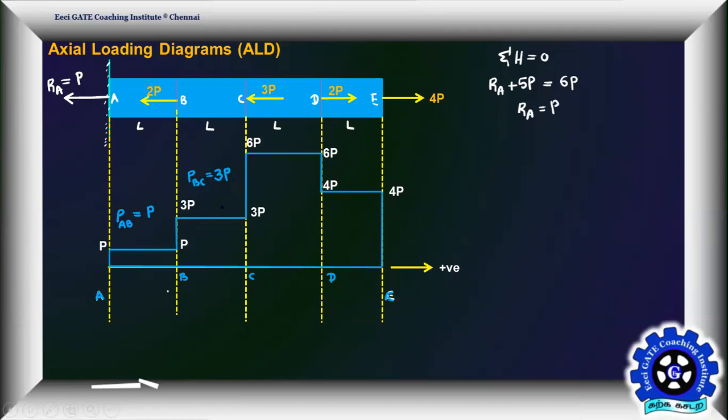What is the horizontal line here? Complete BC, 3P, na? Yes, sir. Okay, not at the junction. Don't focus at the junction; throughout the bar, focus only on that.